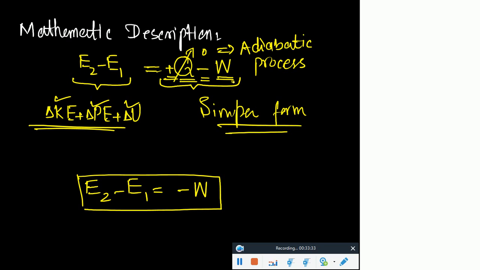No problem. So if a body is adiabatically compressing the system, let's say we have a gas in a container, then how will we compress that gas adiabatically?